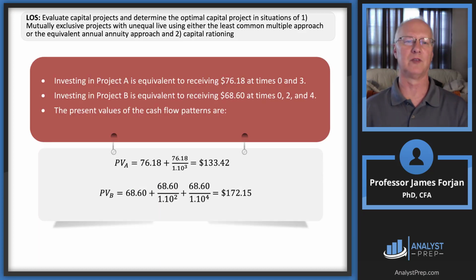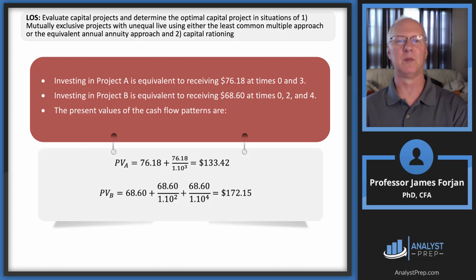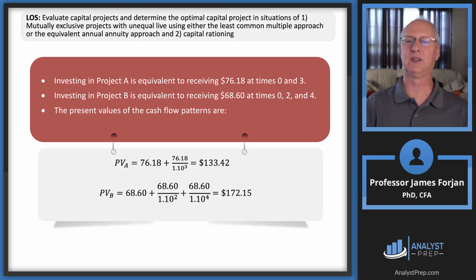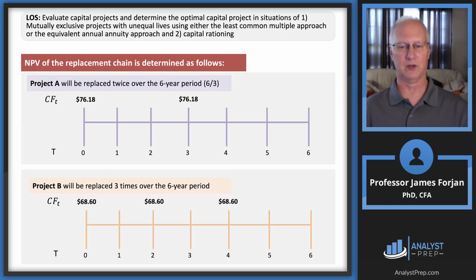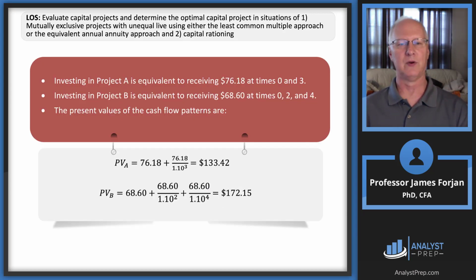All right, so let's do this. If we invest in Johnny the plumber, that's equivalent of receiving 76 today and 76 at the end of year 3. If we invest in Project B, which is Jenny the plumber, that's equivalent to getting 68 today, 68 in 2 years, and 68 in year 4. So just look at the timeline there. All we're going to do is take the present value. That's what I do at the bottom there, and we get 133 versus 172.